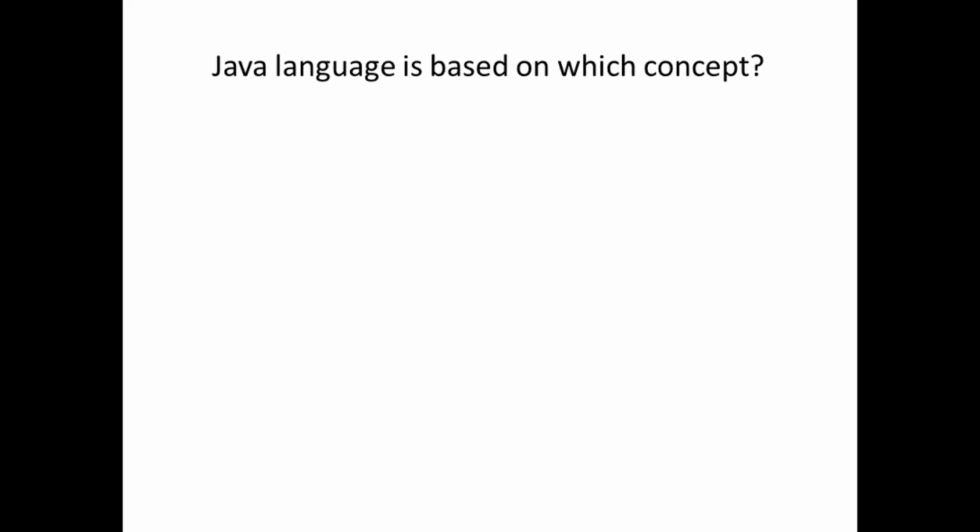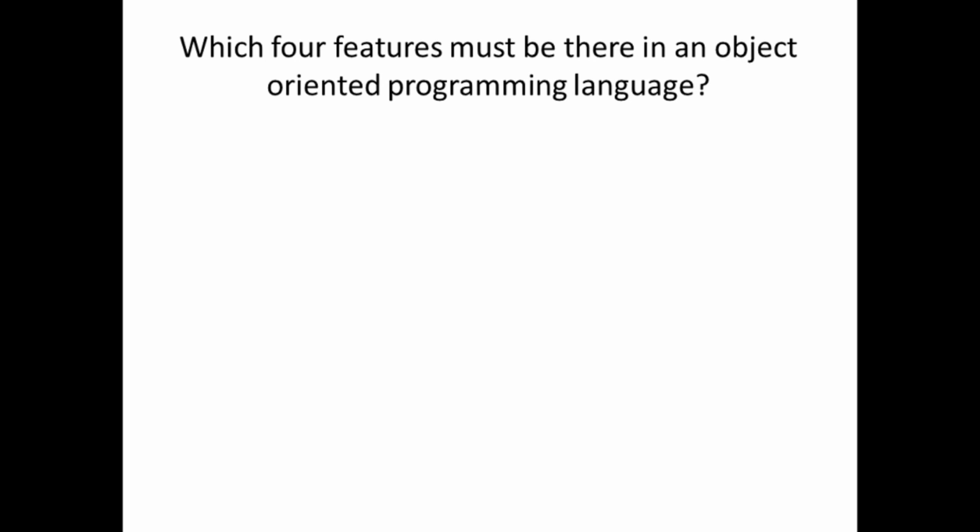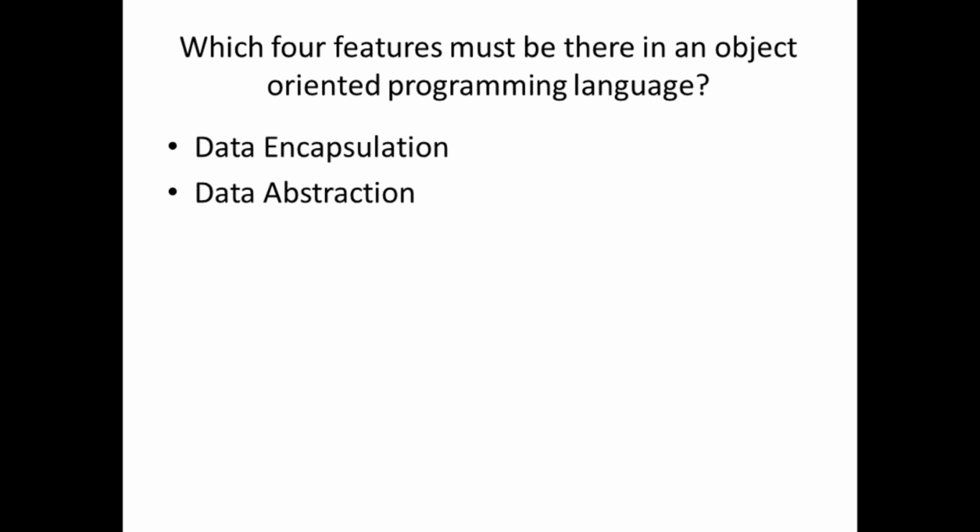So Java language is based on which concept? Object oriented concept. Dash is a group of similar objects. The answer is class. Which four features must be there in an object oriented programming language? So as we have discussed earlier, the four features are data encapsulation, data abstraction, polymorphism and inheritance.